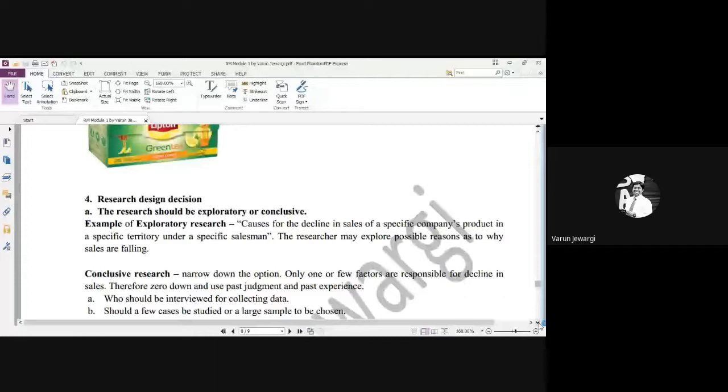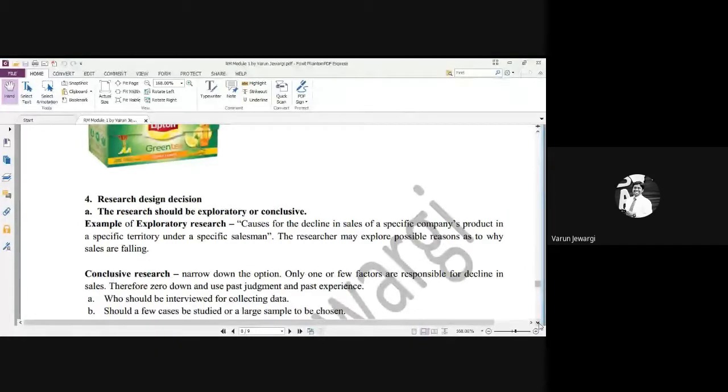Okay, research design decisions. The research should be exploratory or conclusive. In the first part, we discussed what exploratory research is. Whenever a researcher prepares a research design, one of the steps in the research design process is to understand whether he should go for exploratory research or conclusive research. That is very much required. Now when I say exploratory, we already had a discussion on this. Still, let's revise it.